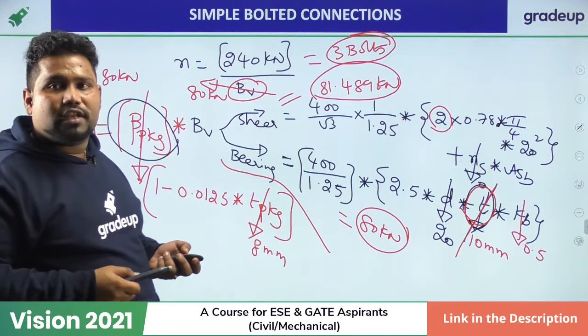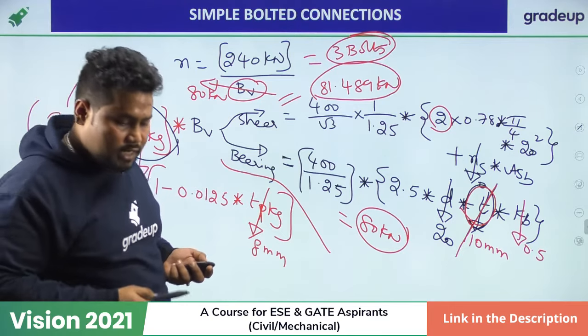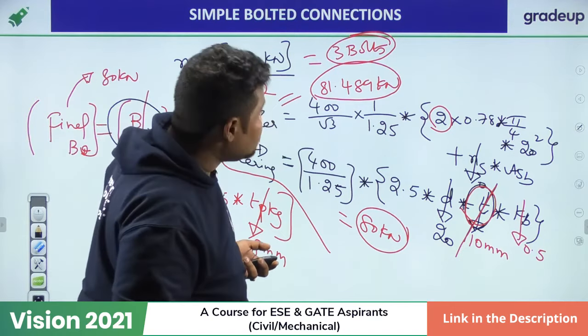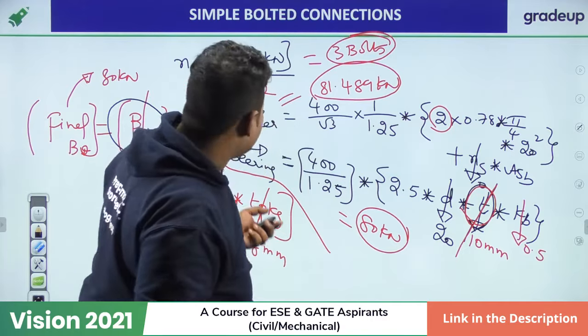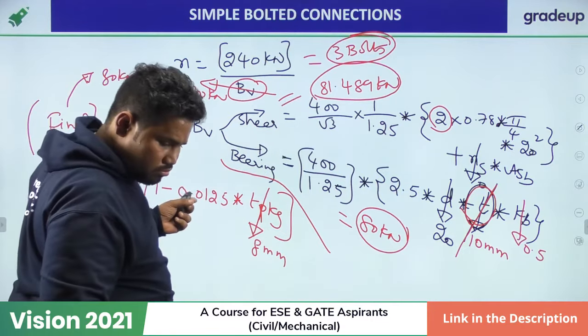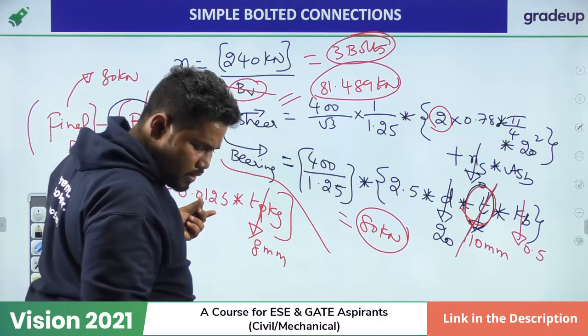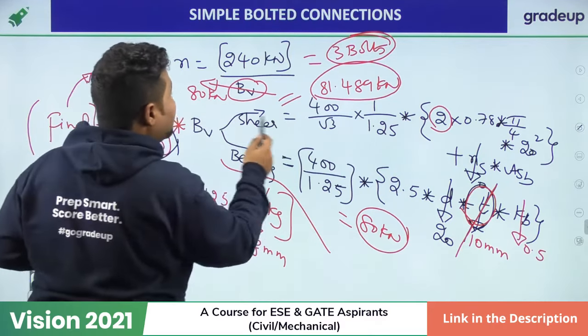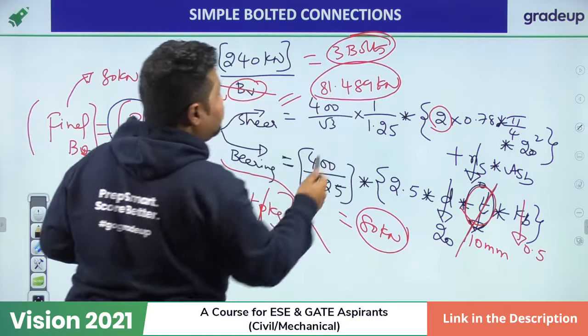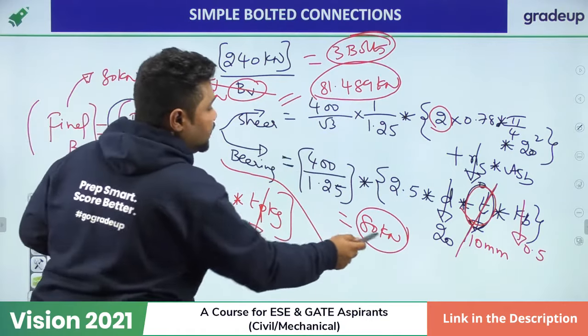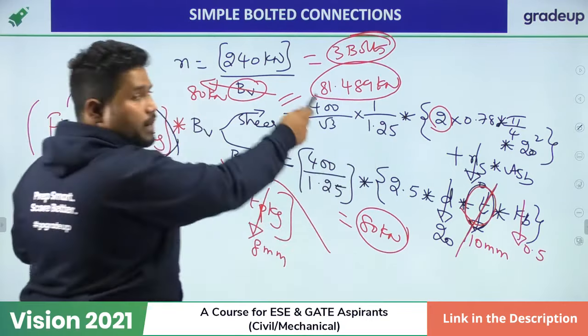Shivam Garg, sir, I got 3.33 bolts. Just check, Shivam. So 0. Yes, beta pk you will get. Yes, of course, you will get in this way only. For the top one, it is 81.489. For the bottom one, it is 80. Check. In this one only you had made a mistake.